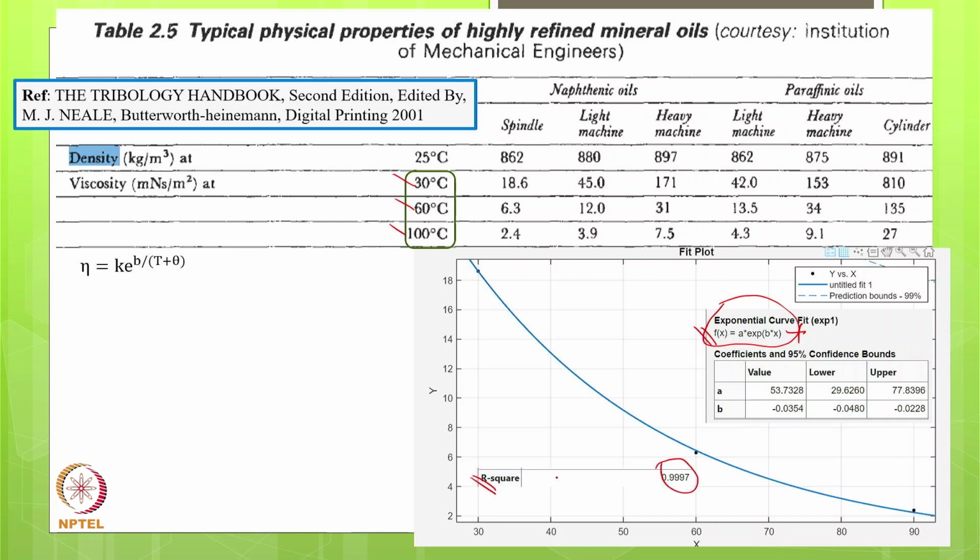It is giving 99.997 percent, that is, the r square value is 0.9997. It's a very good curve fit pattern, and we are able to see that the 3 points which have been given to us are falling on this curve.